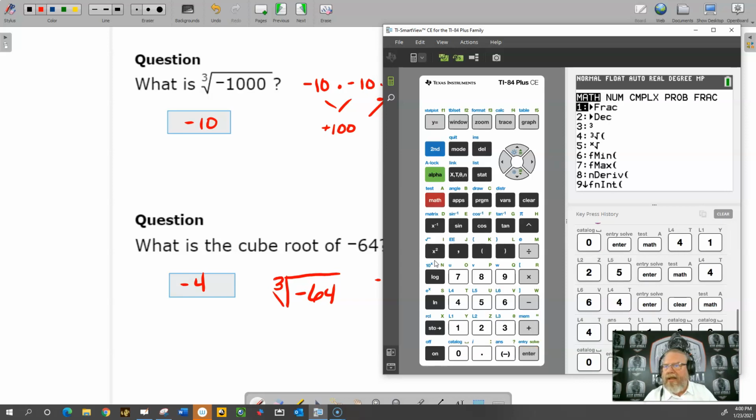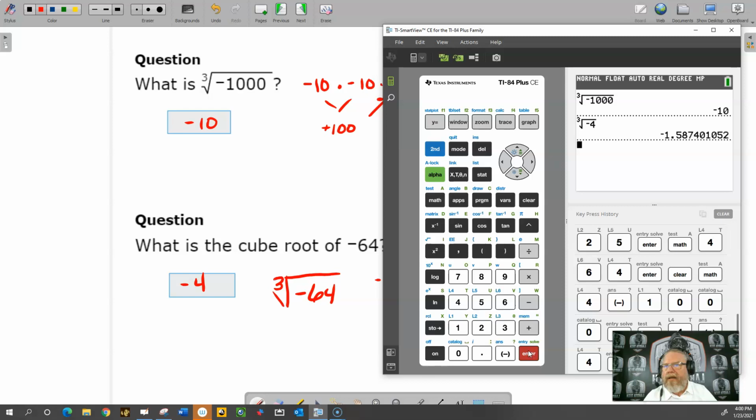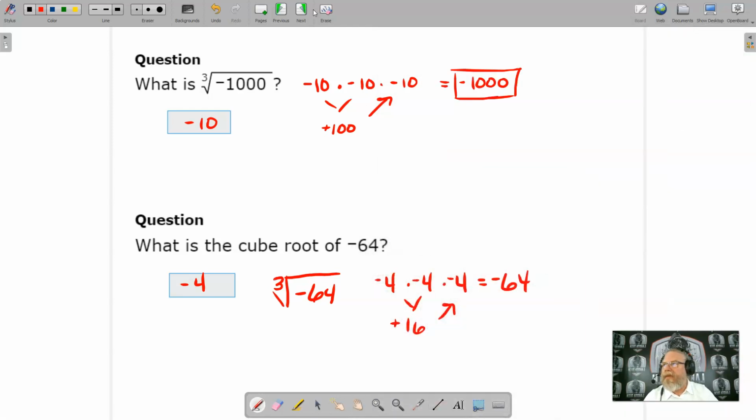Likewise, let's check the other answer. Hitting 4 to get that cubed root symbol going there. And then let's put in negative 4 and hit enter. Oh, that's not what I wanted. I need the cubed root of... I put the answer in as the radicand. So yeah, 4. There we go. And the number was negative 64, not negative 4. Good. And indeed it is negative 4. So those checked out. Good to go.